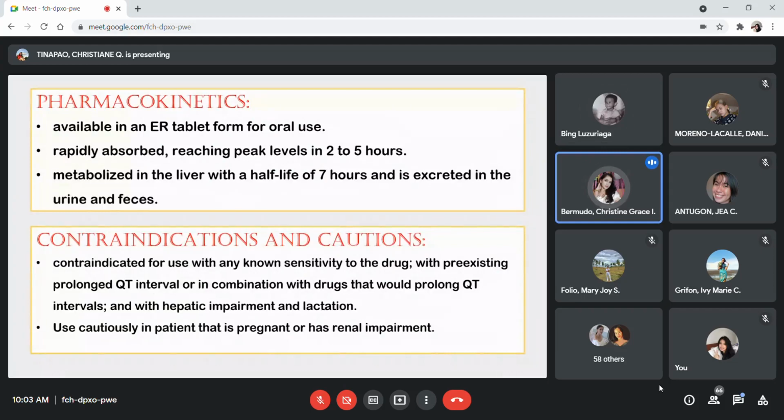Pharmacokinetics: ranolazine comes in an ER tablet form for oral administration. It is quickly absorbed with peak levels.